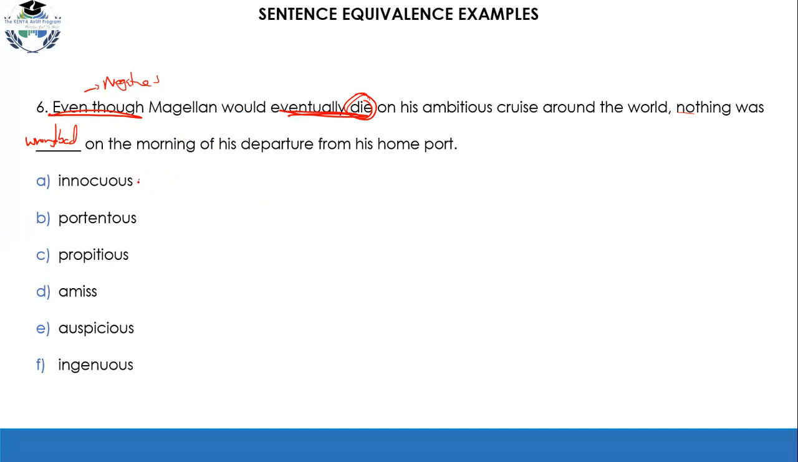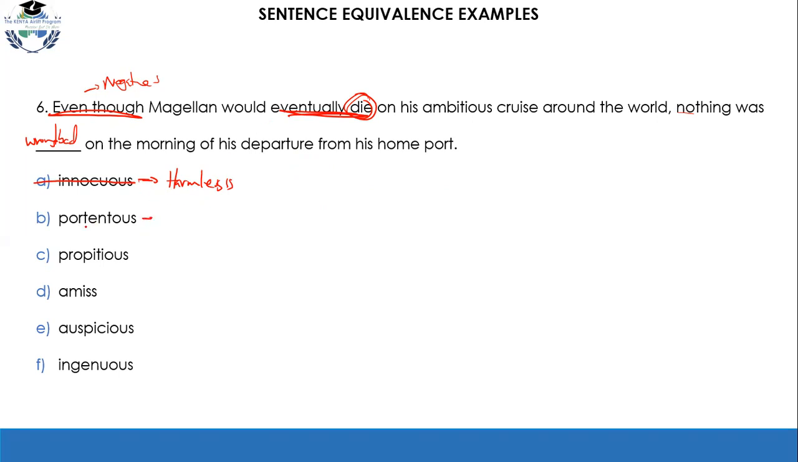So innocuous means harmless. Innocuous basically means harmless. So in the context of this sentence, innocuous does not really work. So nothing was harmless, right? It doesn't really make sense because we are not talking about anything in specific. If a sheep is innocuous, it means the sheep was harmless. The meat that we ate was innocuous, meaning the meat that we ate was harmless. So harmless does not work here.